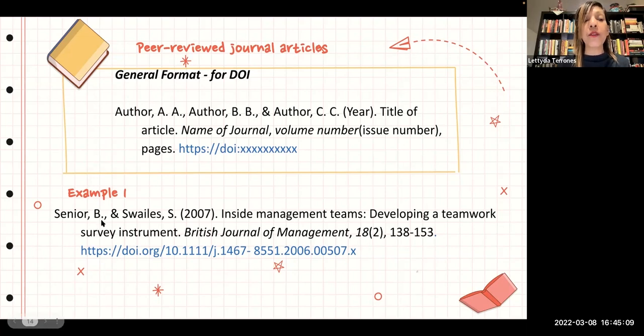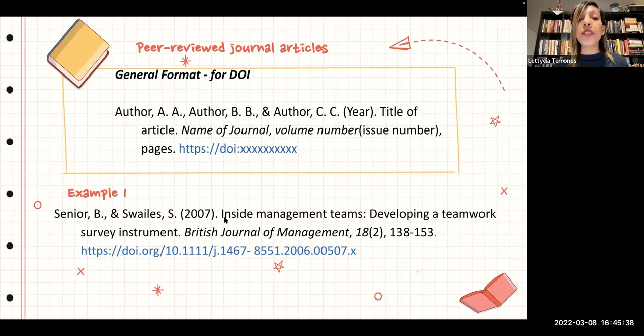You don't have to write out the whole name. Followed by a period, followed by a comma. This little ampersand, that's that little sign, connects your second author, author B, right? That would be Suárez, comma, S, the first initial, followed by the year that they wrote this article in parentheses, followed by a period. Now, take a close look at the title.